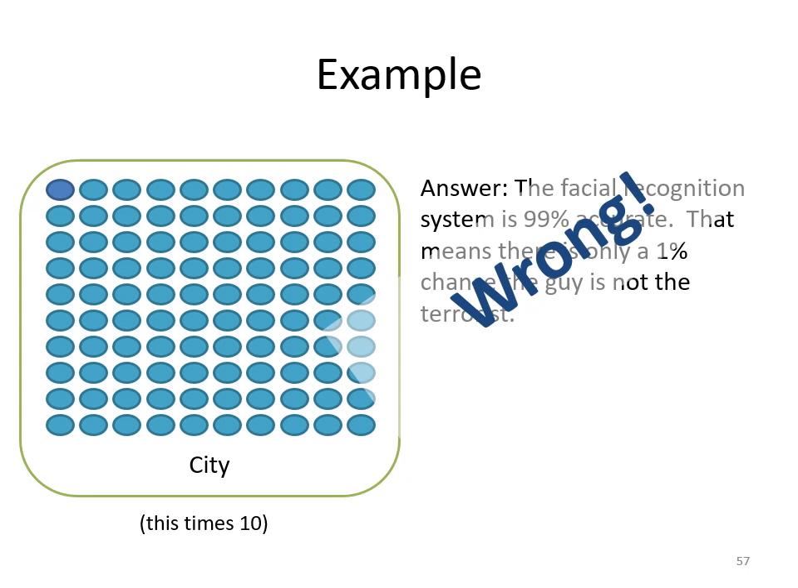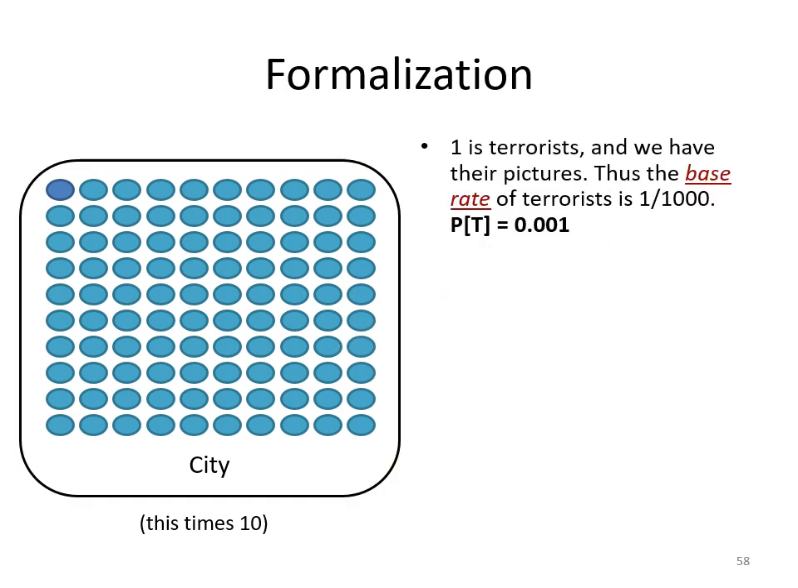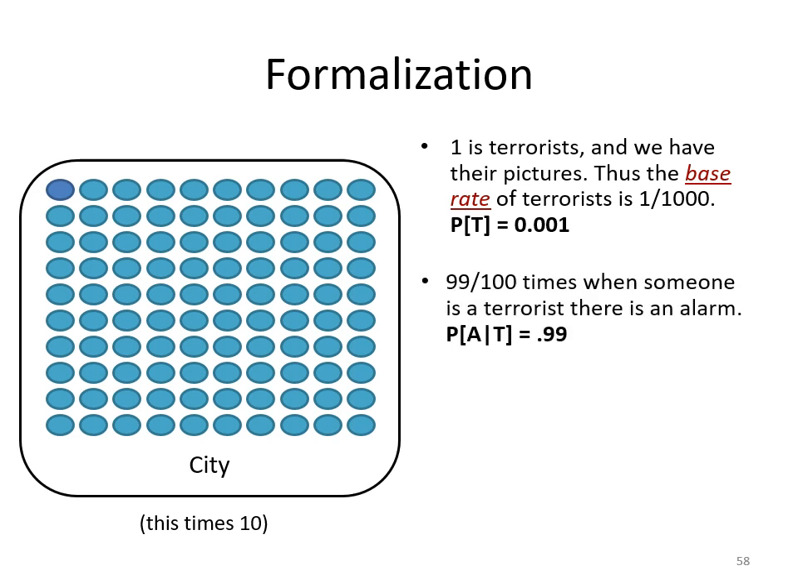So the problem is we have to think about all the times that it goes off when it's not a terrorist, because most aren't terrorists. To formalize it, we're going to say the base rate probability, given a person, that they're a terrorist is 0.001, 1 in 1,000.